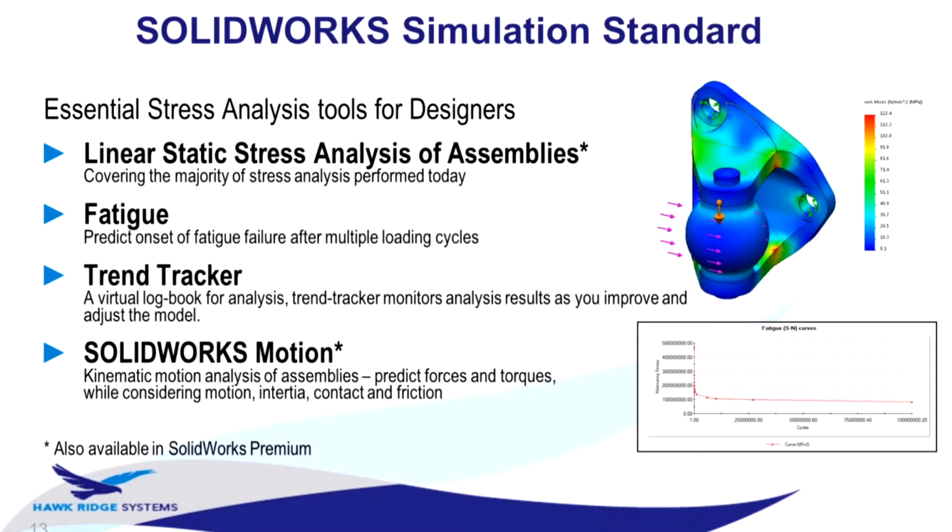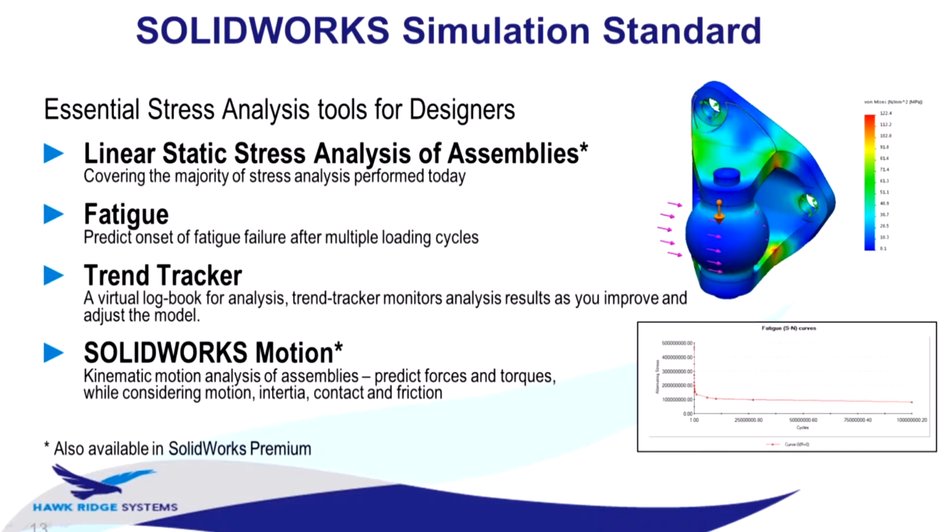Now, where this gets a little bit confusing is some of these things you also get as part of SOLIDWORKS Premium. SOLIDWORKS Premium is our top-level CAD package, and that includes the stress analysis and motion. So if you want to move into analysis, there's kind of two ways you can go. You can either buy the Simulation Standard package, or you can upgrade your CAD package. And there's pros and cons to both, and we're happy to flesh those out with you.